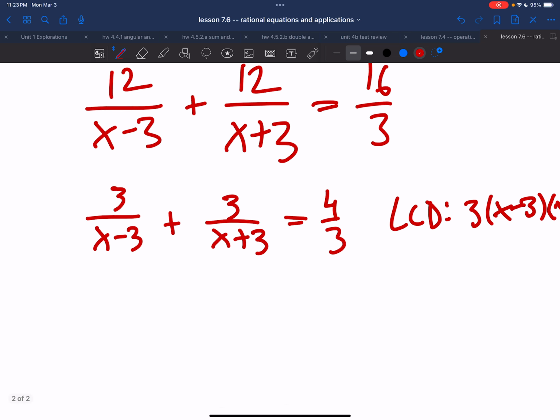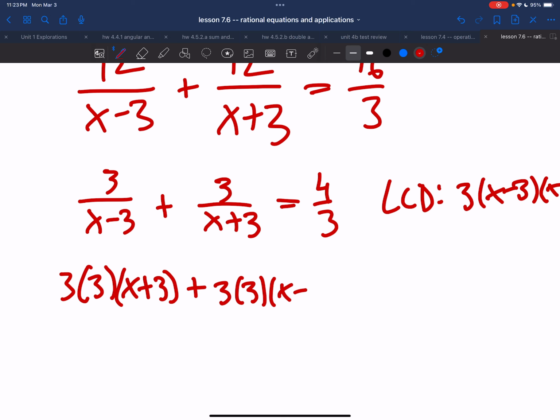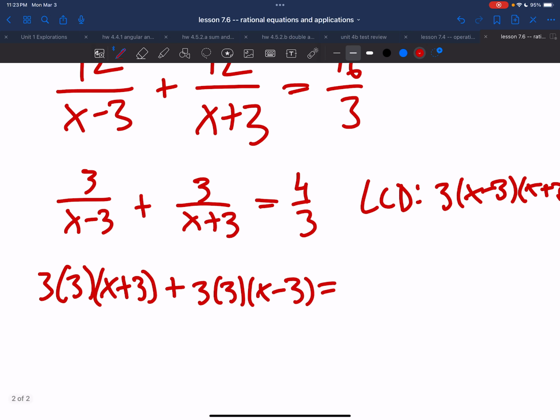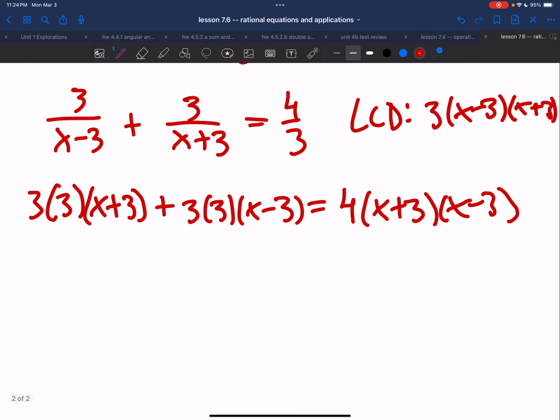So if you multiply that out, in the first fraction, the 3 will multiply, the x minus 3's will cancel, and you get 3 times x plus 3. The second fraction will be the same thing, but the term that cancels is x plus 3. So it's 3 times x minus 3, and then that equals 4/3 times that. The 3's cancel, and you get 4 times x plus 3, x minus 3. So that's multiplying both sides by the least common denominator.